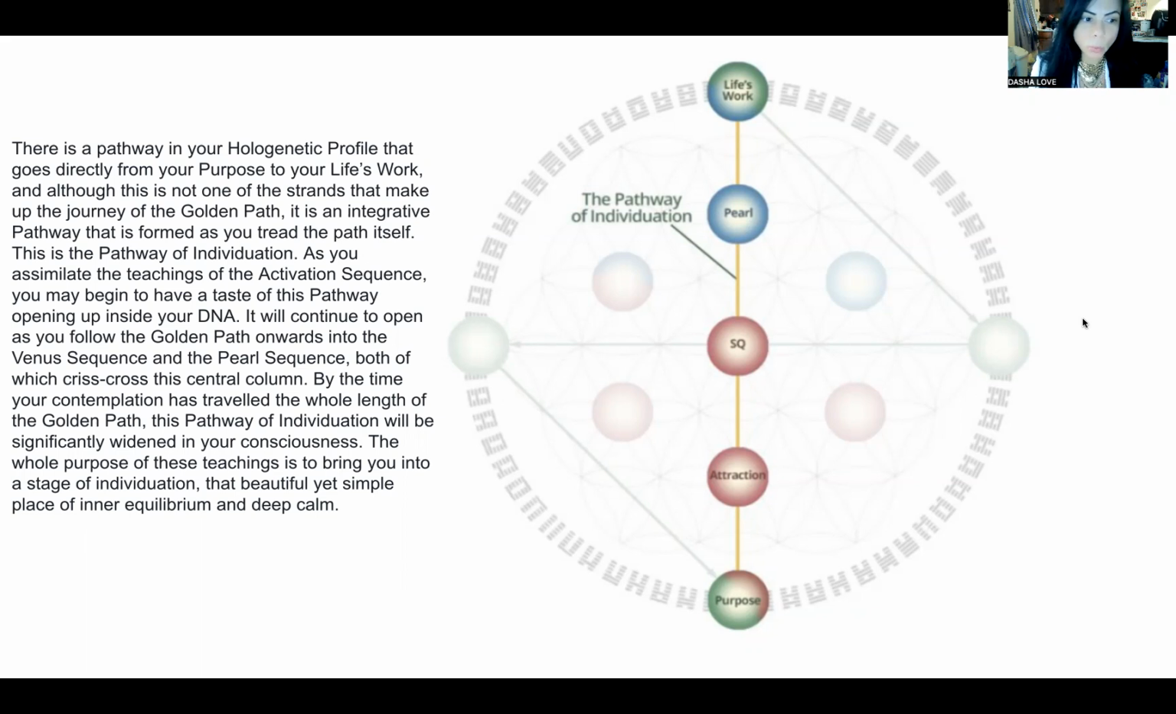It will continue to open as you follow the golden path onwards into the Venus sequence and the Pearl sequence, both of which cross over the central cone, right? So by the time your contemplation has traveled the whole length of the golden path, the pathway of individuation will be significantly widened in your consciousness. The whole purpose of these teachings is to bring you into the state of individuation, that beautiful yet simple place of inner equilibrium and deep calm.